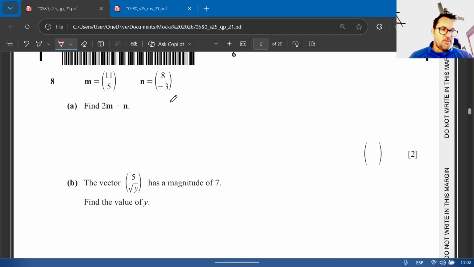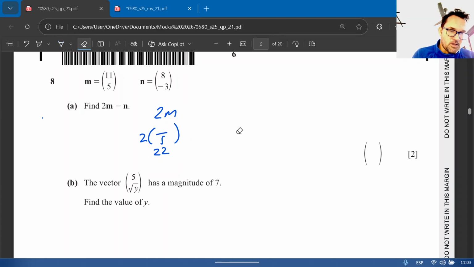Question 8. Vectors. It describes movement. So 2m just means we got the vector of m twice. So 2m will be 2 times 11 over 5, which is 22 over 10. Do not put a line there, this is not a fraction. That is the first vector.